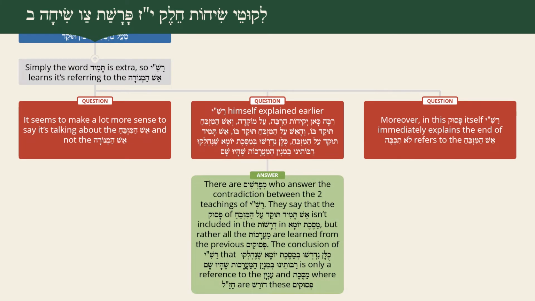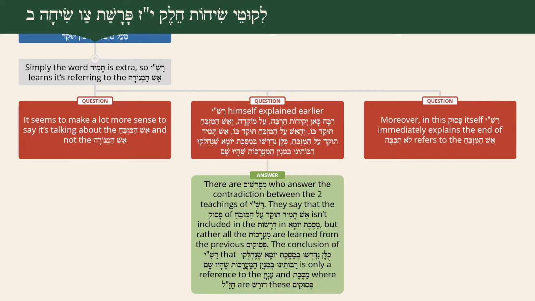Regarding the second question, so there are Mefarshim who answer the contradiction between the two teachings of Rashi, and they explain that the pasuk, our pasuk of Eish Tamid Tukad al Mizbeach, if you look at Maseches Yoma, it isn't included in the drashas in Maseches Yoma that from there we learn out how many fires are on the Mizbeach, but rather all the marachas are learned from the previous psukim. Now, how are we going to understand the Rashi then?